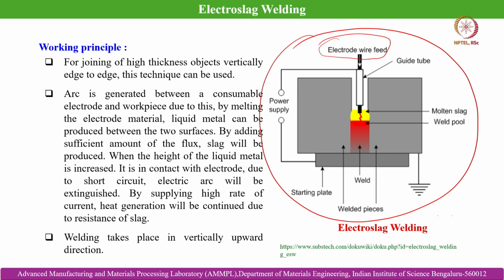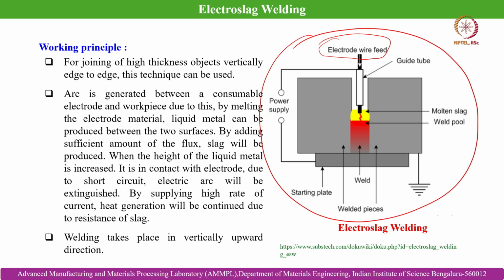When the height of the liquid melt is increased, it is in contact with the electrode. Due to short circuit, the electric arc will be extinguished. By supplying a high rate of current, heat generation will be continued due to resistance of the slag. So, you can see that there is a period of arcing and a period of extinguishing is also involved in case of electroslag welding.